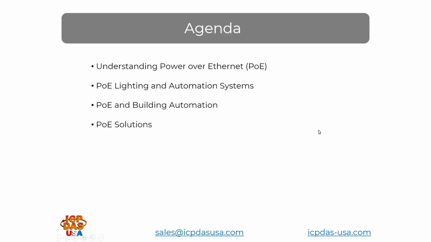Okay, this is our agenda for today. First, we're going to go over what PoE is and give you some basic understanding of what PoE, or Power over Ethernet, is. Then we're going to move on to some PoE lighting and automation systems. We're going to then further incorporate those products into a PoE building automation application. And finally, we'll go over some additional PoE solutions.